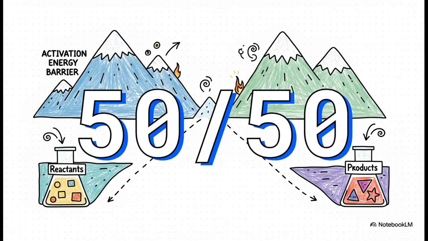And because that plateau doesn't have any preference one way or the other, what happens? You get a perfect 50-50 split. Half the molecules go down one side, half go down the other. The reaction creates both the left-handed and the right-handed versions of the product in exactly equal amounts.